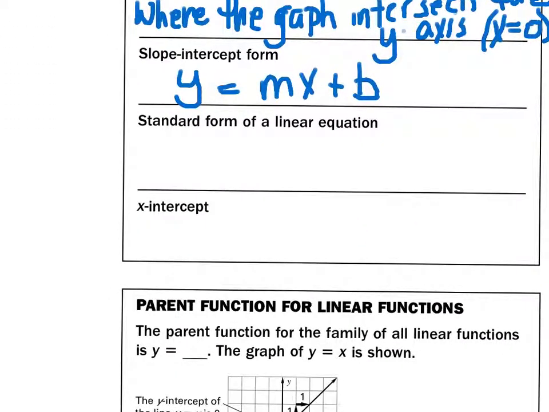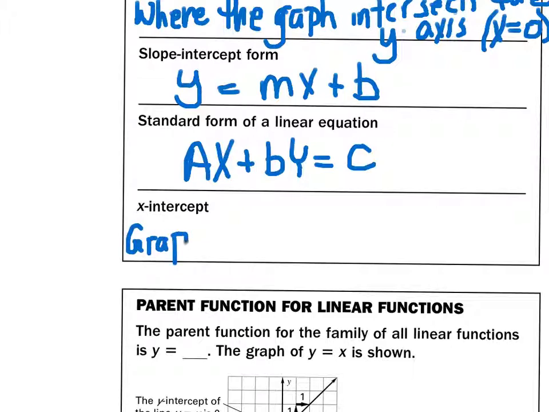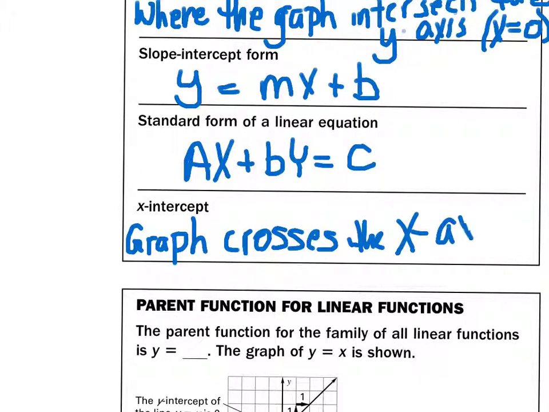Standard form is in the form ax plus by equals c, where a, b, and c are constants. This form is good to find the intercepts real fast. And then the x-intercept, where a graph crosses the x-axis. At this point, y will always be 0.